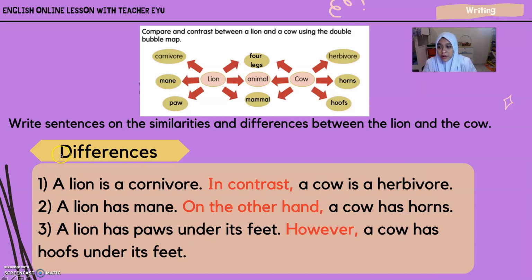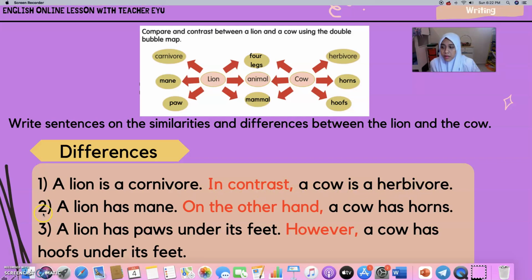Now let's write about the differences. Sentence number 1, a lion is a carnivore. In contrast, a cow is a herbivore. Number 2, a lion has mane. On the other hand, a cow has horns. Sentence number 3, a lion has paws under its feet. However, a cow has hooves under its feet. I hope you can construct sentences using all the phrases that we have learned just now.